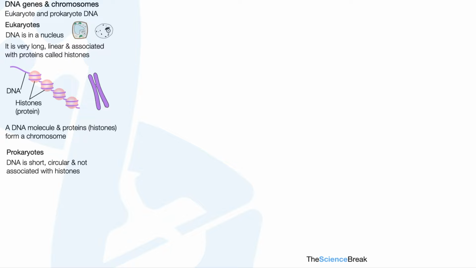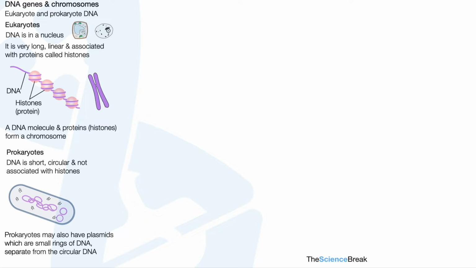Prokaryotes. DNA in prokaryotes is short, circular, and not associated with histones. Here's a prokaryote, a bacterium. You can see the main DNA in the center of the cell there. Prokaryotes may also have plasmids, which are small rings of DNA separate from the circular DNA. Here's a plasmid.